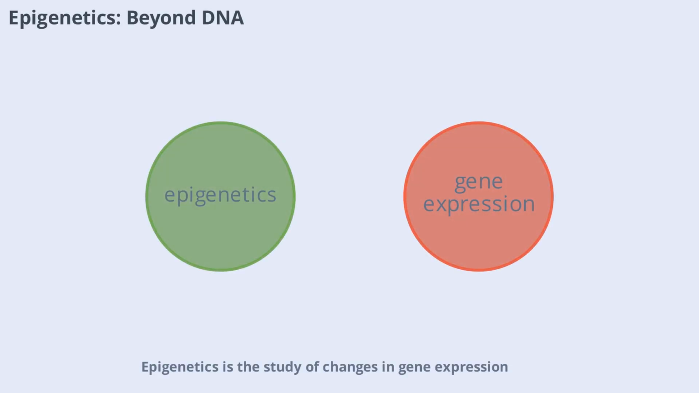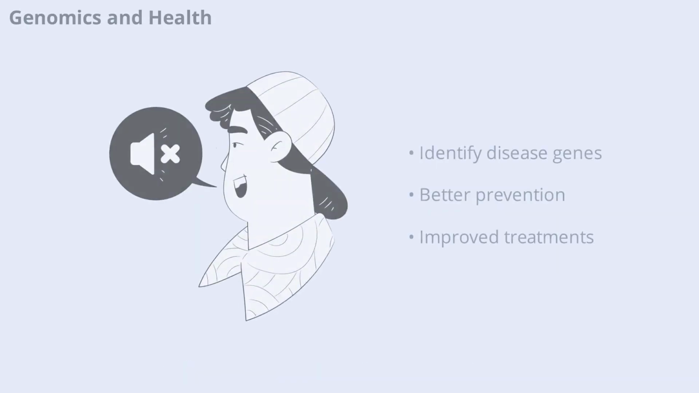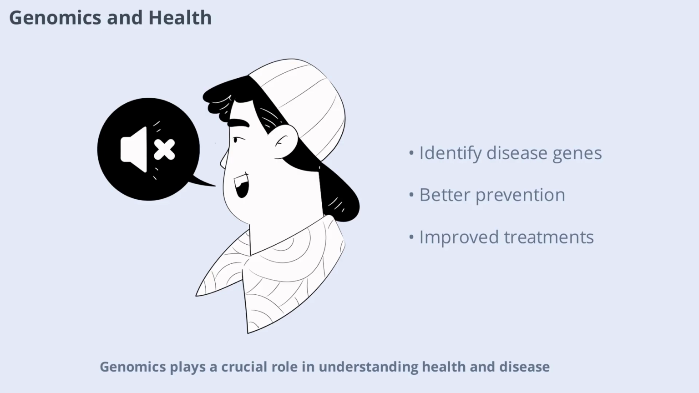Epigenetics is the study of changes in gene expression that don't involve changes to the DNA sequence itself. Factors like environment, diet, and stress can influence how genes are turned on or off, adding another layer of complexity to genomics. Genomics plays a crucial role in understanding health and disease.